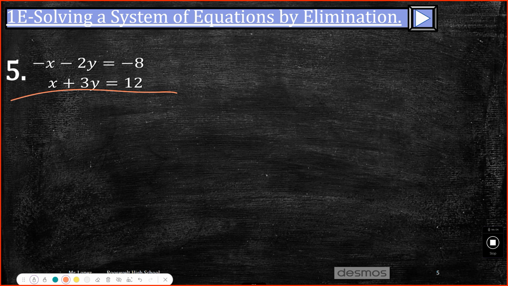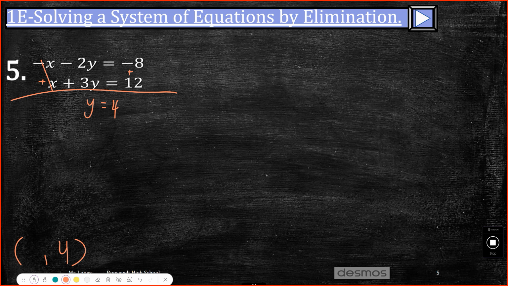So what's negative x plus x? They cancel out. Negative 2y plus 3y is y. And so add down here, that's negative 8 plus 12 is 4. So we already found what y is. Y is 4. So now how do we find x?